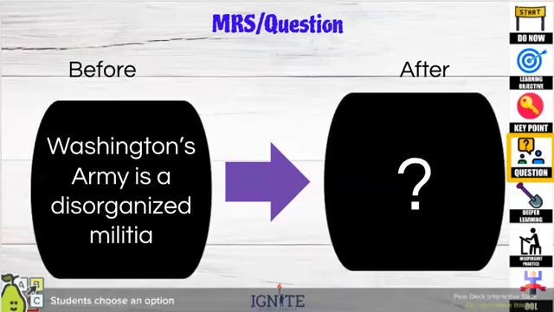So before, Washington's army is a disorganized militia. What happens after winter at Valley Forge? Think of this as a before and after side by side. Go ahead and pause the video and select your response.